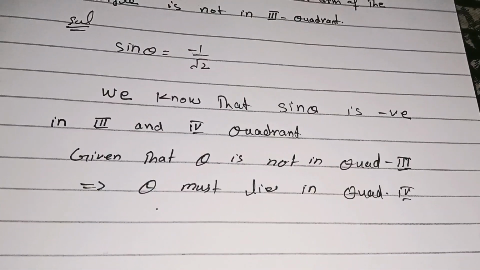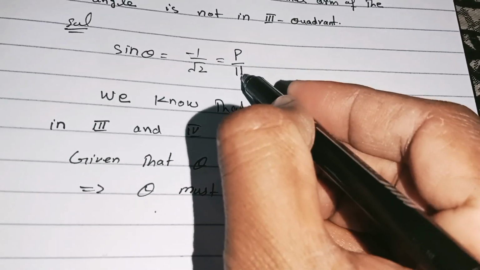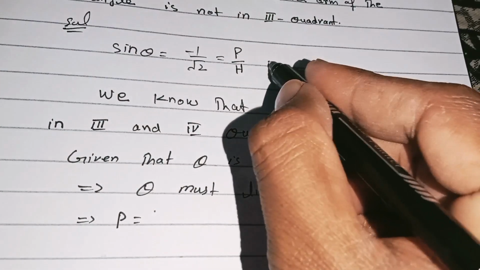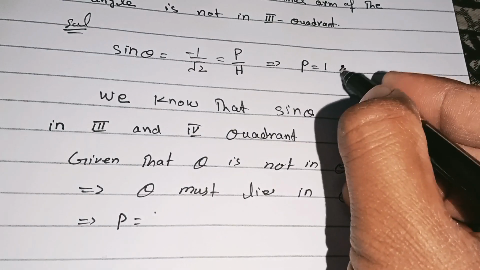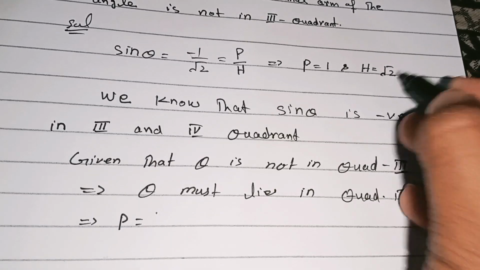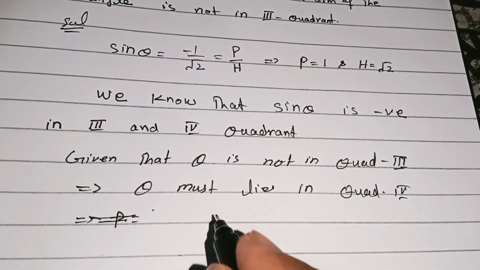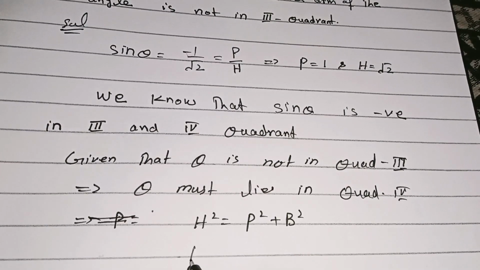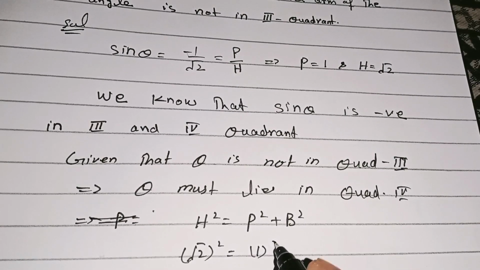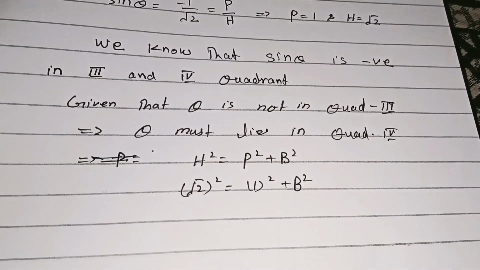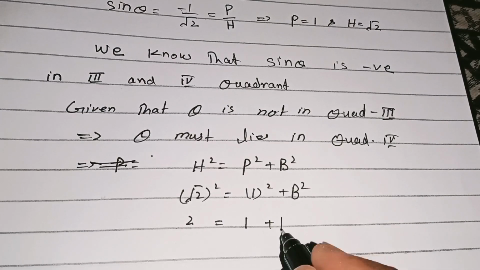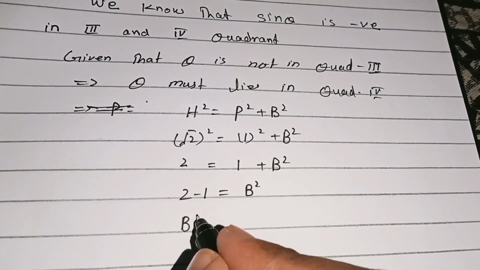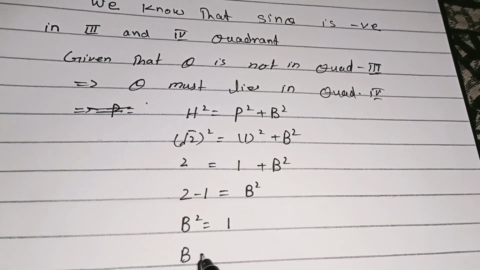We know that sin theta is equal to perpendicular over hypotenuse. This implies that P is equal to 1 and H is equal to under root 2. By Pythagoras theorem, H square is equal to P square plus B square. The value of H is under root 2. Under root 2 square is 1 square plus B square. 2 is equal to 1 plus B square. 2 minus 1 is equal to B square. Here B square is equal to 1. Taking square root on both sides, B is equal to 1.